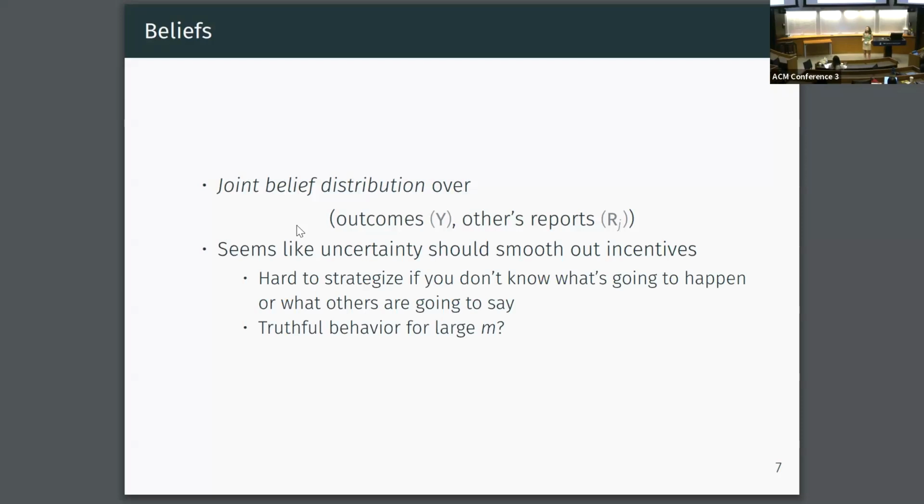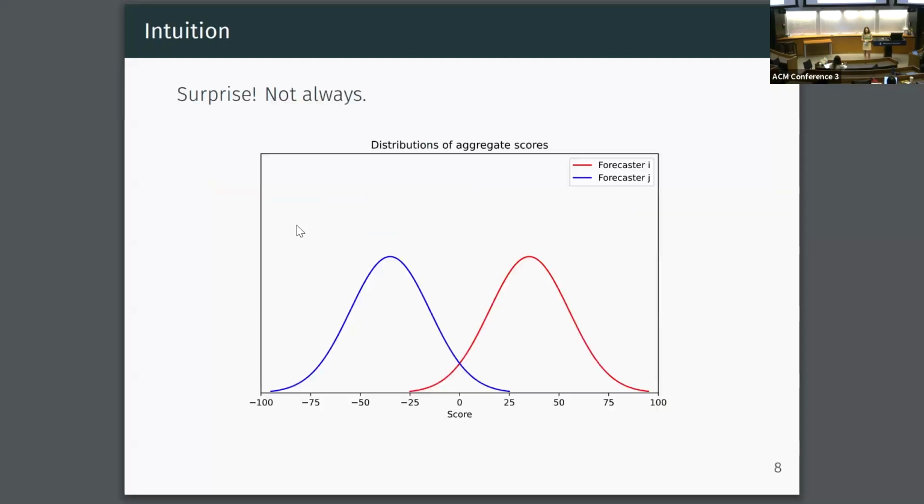So it seems like uncertainty should maybe smooth out incentives. That's the intuition we had coming into this, because it should be hard to strategize if you don't really know what's going to happen or what other people are going to say, right? So do we see truthful behavior for a large number of events M? Our result is, surprise, we don't always see this truthful behavior.